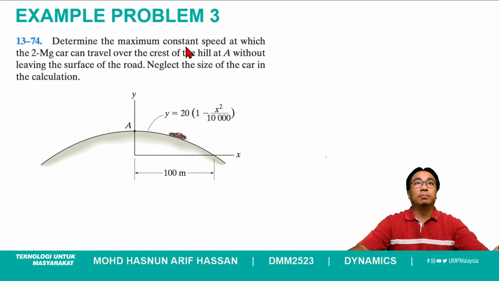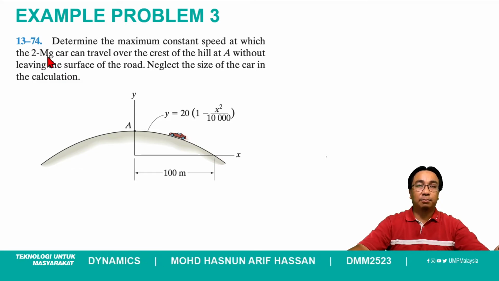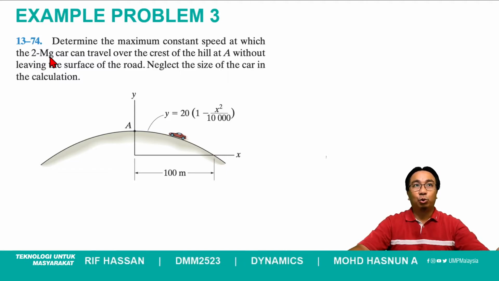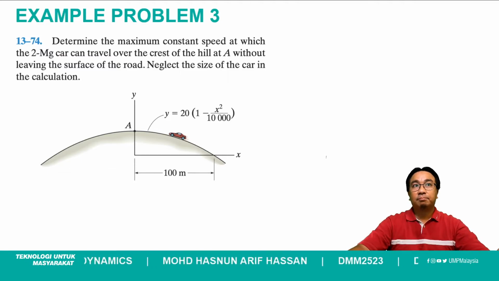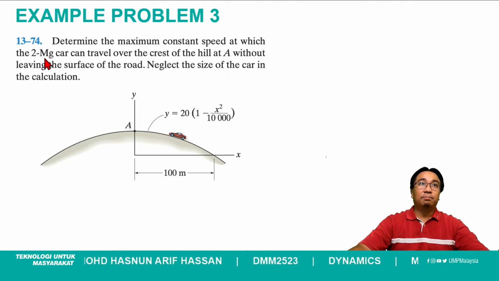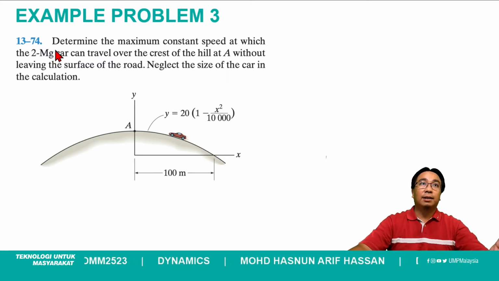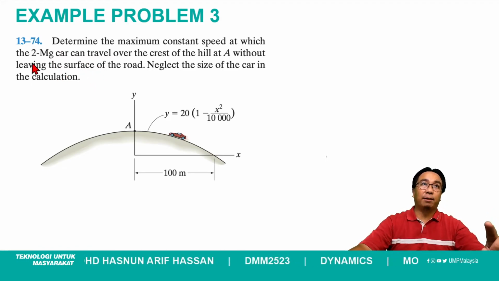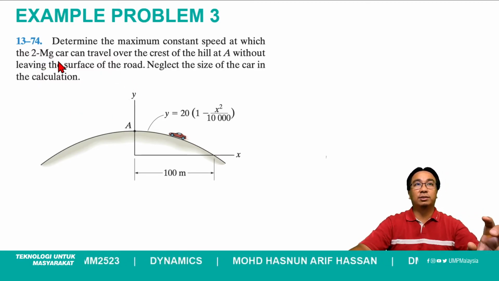Determine the maximum constant speed at which the 2 megagram car can travel. Actually, how many kilograms is the weight of the car? Do you know? 2 megagram is equal to how many kg? 2000. Good. Mega is 10 to the power of 6, and gram is 10 to the power of minus 3 kilogram. So 2 megagram means that the weight of the car is 2000 kilogram.